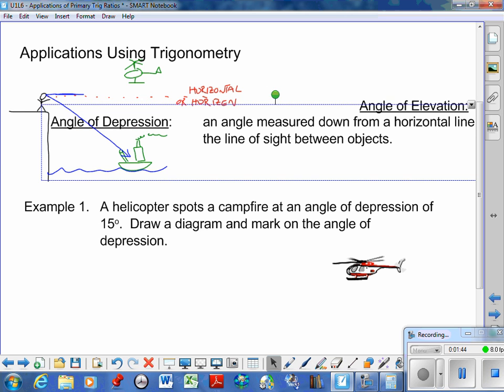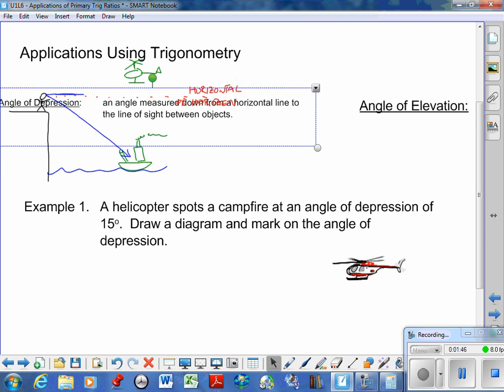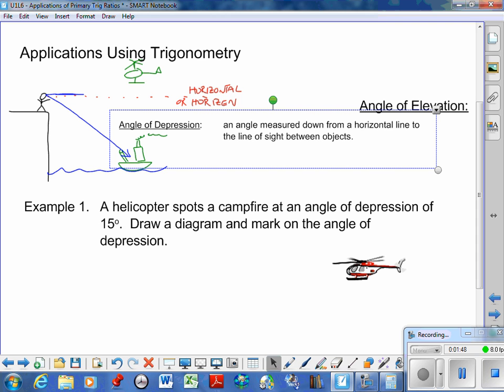We have to shrink that to make that fit. So there we go. So the angle of depression is this angle right here. The angle measured from the horizontal line to the line of sight between the objects. So there is our angle of depression. So if a question says the angle of depression was, it means you're looking down.